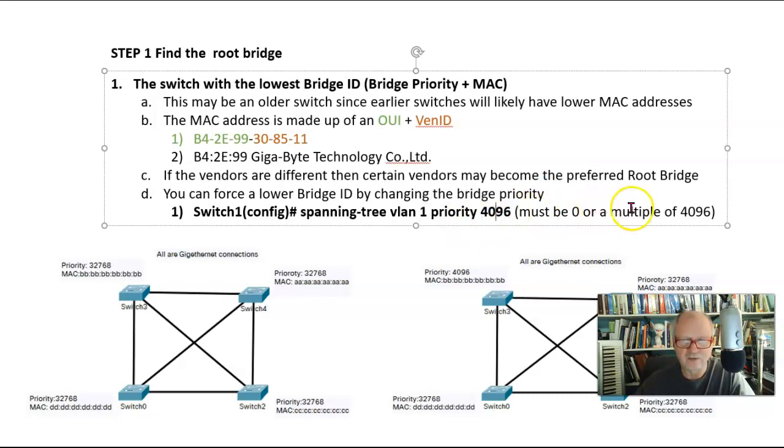These can be 0 or a multiple of 4096. And I don't remember the maximum number, 61440 or something like that. I don't remember exactly, but it can be any number that's a multiple of 4096.